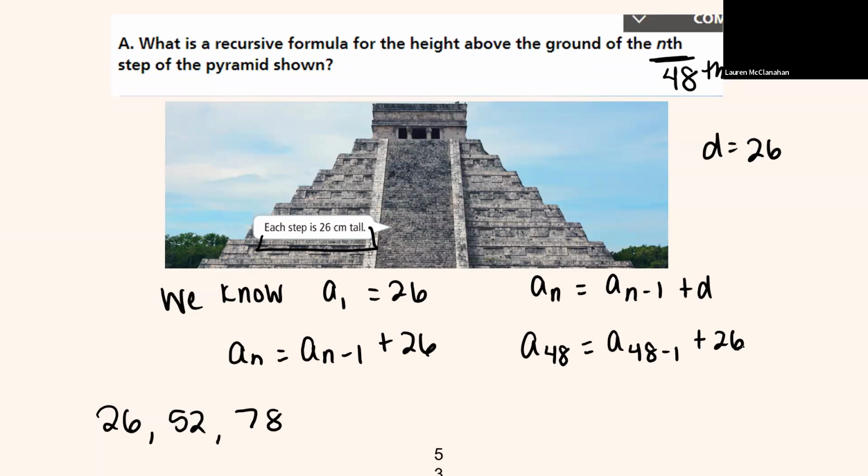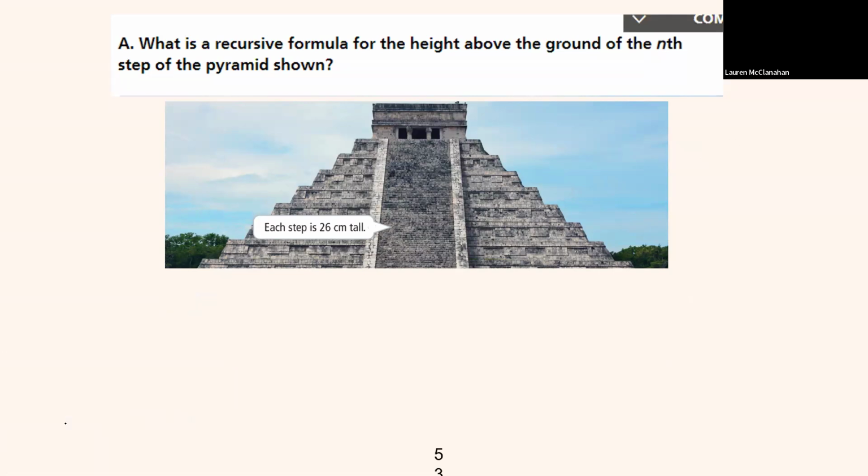That's how you would plug it in. But this is confusing for a lot of people, so I don't want to spend too much time on it. You are also given the recursive formula equation on a reference sheet for your EOC, so I don't want you guys to stress about that too much. It's really just all about patterns.